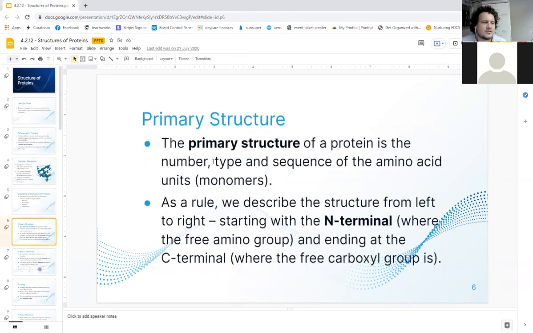The primary structure is the boring bit. It's just the amino acids written left to right. So we start with the N-terminus on the left. We go to the C-terminus on the right. Primary structure of the protein doesn't really tell us much.